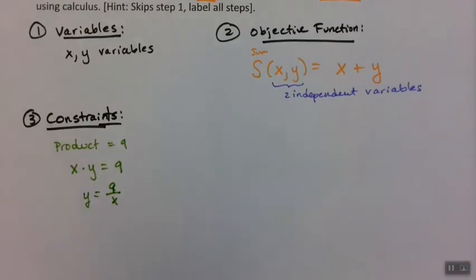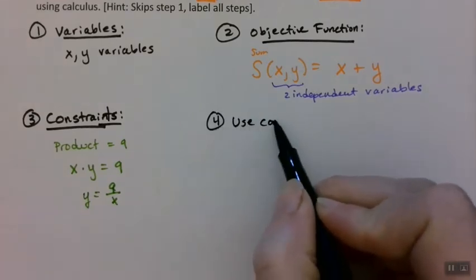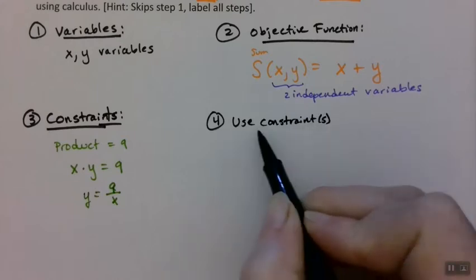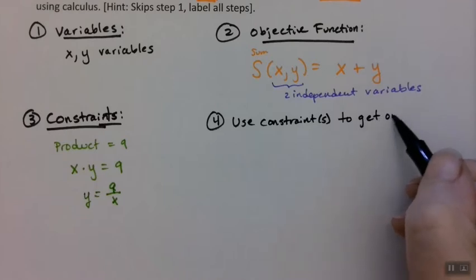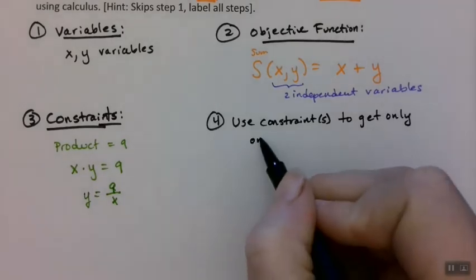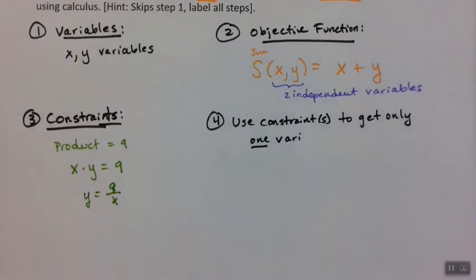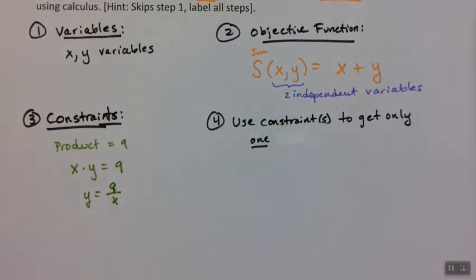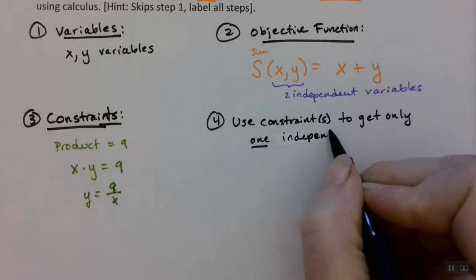As a matter of fact, that's step 4. Step 4 is to use your constraints. In our case, we only had 1, but if you have more than 1, then use all of them to get only 1 variable. I should say independent variable, right? Because s is still a variable. It's the dependent variable. So 1 independent variable as opposed to 2, which were x and y.